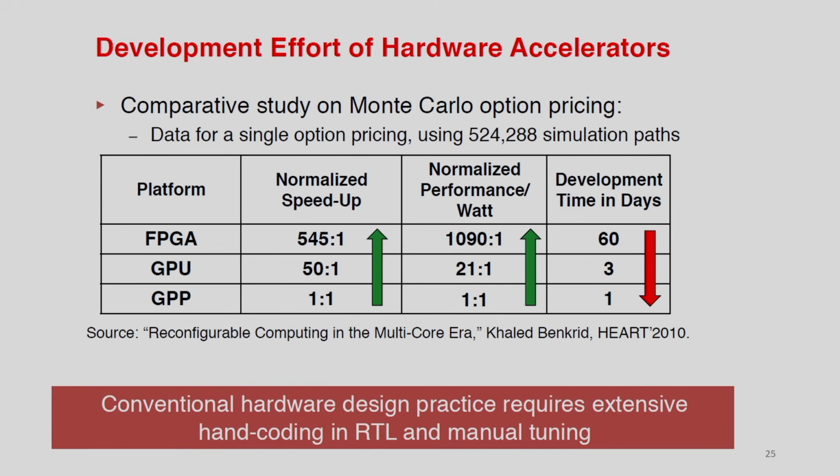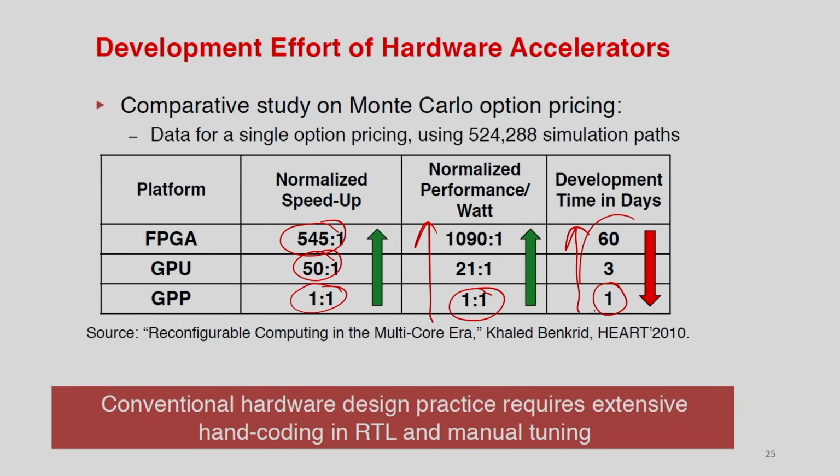Let us try to understand this from this table. Once you have a general purpose processor, consider that the speedup is 1 to 1. If you go for GPU, it is basically 50x improvement, and in FPGA it is almost 550 times improvement, right. The performance per watt also increases this way. It is almost 1100 times faster than the normal processor in terms of power, and also the design time increases, because you can map anything into a general purpose processor, but here you have to develop the whole circuit.